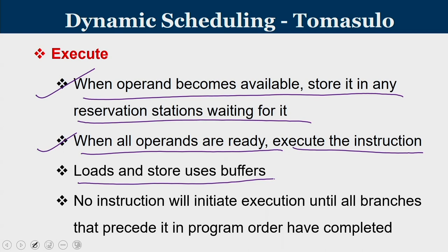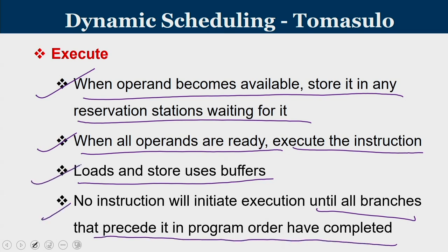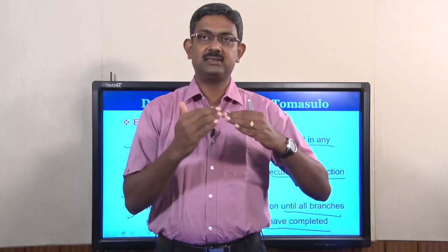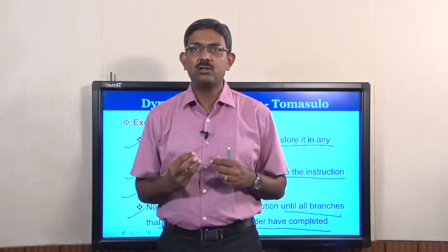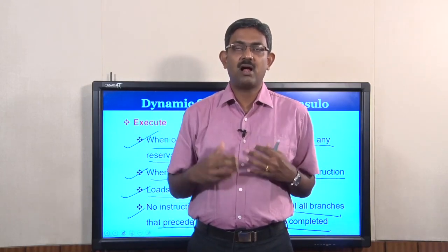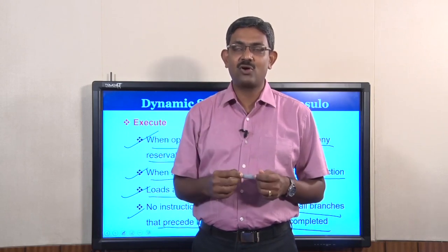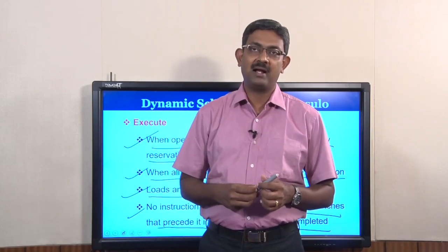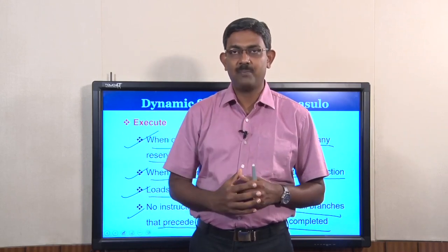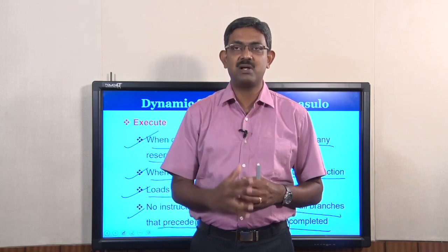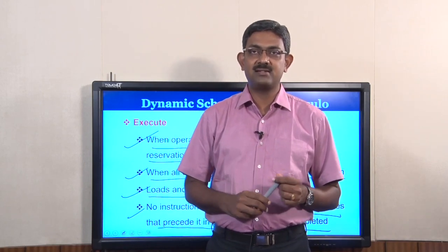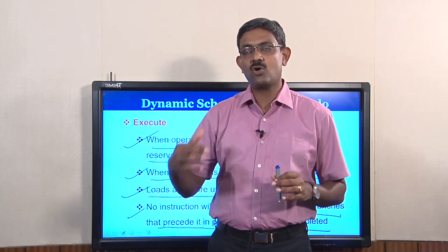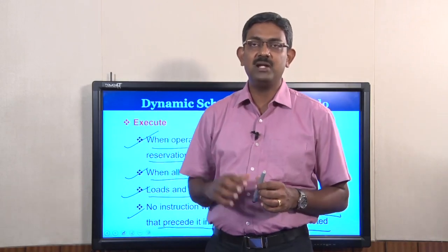No instruction will initiate execution until all branches that precede it in program order have completed. This is how you deal with control hazards. Think of a case where there is a branch instruction halfway. If we have a branch instruction and there are some other instructions after the branch, I cannot execute those instructions, because at the point of execution, if the branch condition is not resolved, once I start execution it will produce the result and change the values of my registers. It is very difficult to unroll it back. So, execution of instructions after a branch will happen only if you are sure that the instruction must execute, that is, whatever the outcome of the branch, this instruction will be executed. Whenever there is a branch, all other subsequent instructions have to wait and execution is delayed.